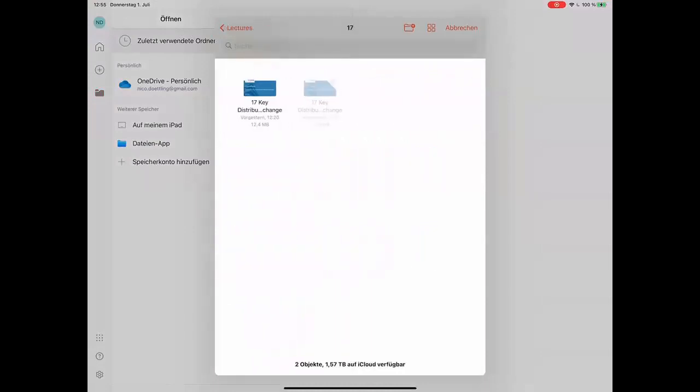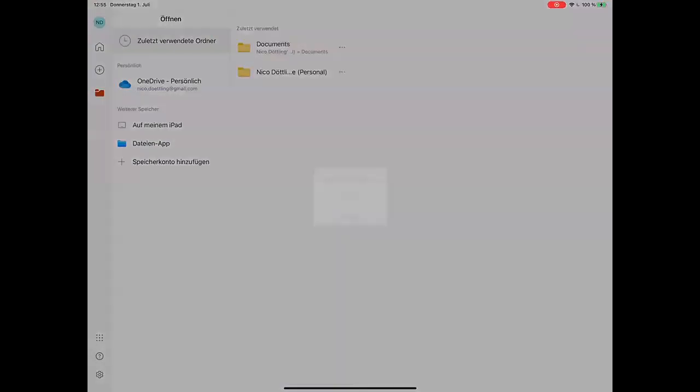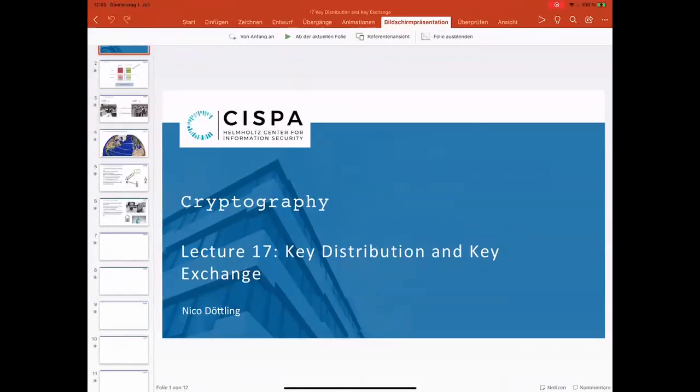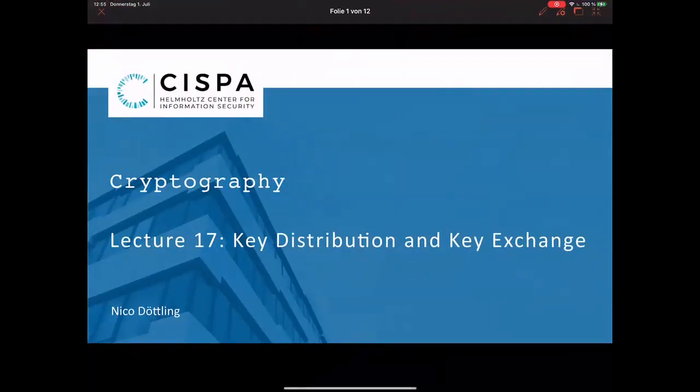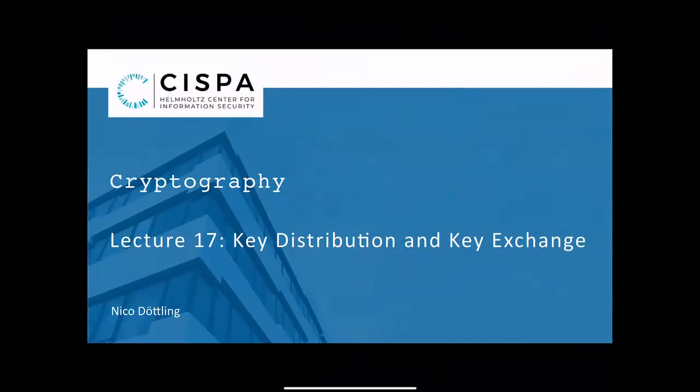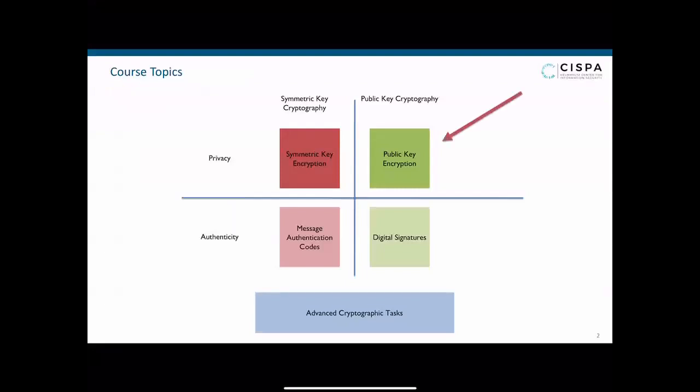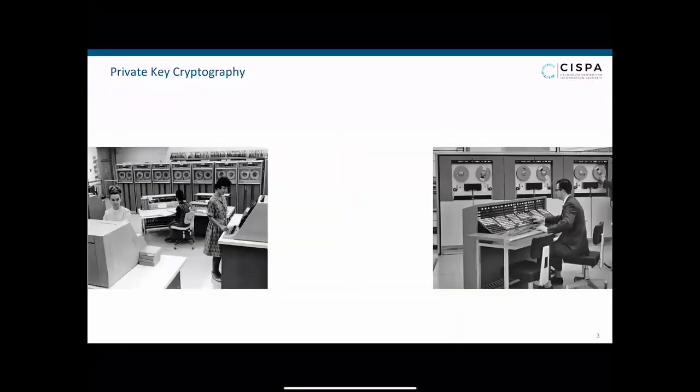Let's talk about how to put this stuff to practice. Namely, let's talk about key distribution and key exchange. All right, so we're still in this quadrant of public key encryption. And let's quickly recap private key cryptography.